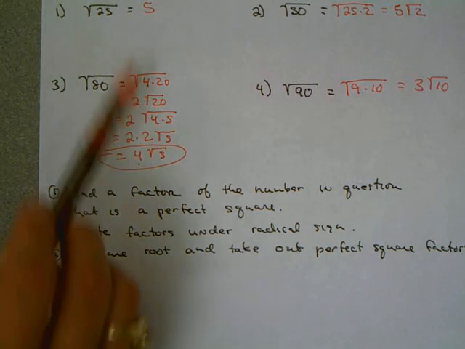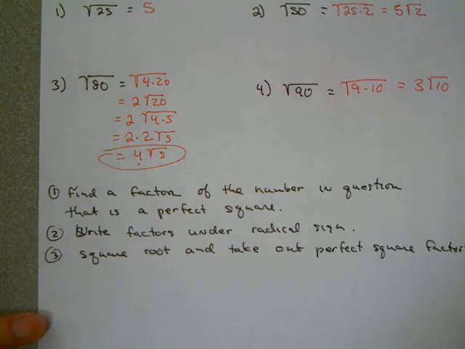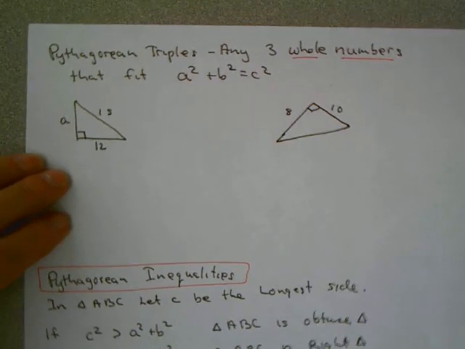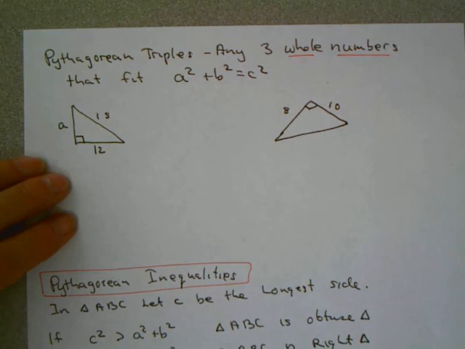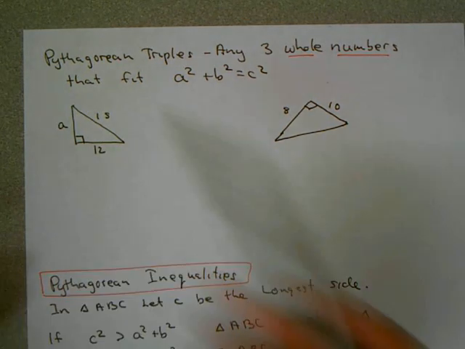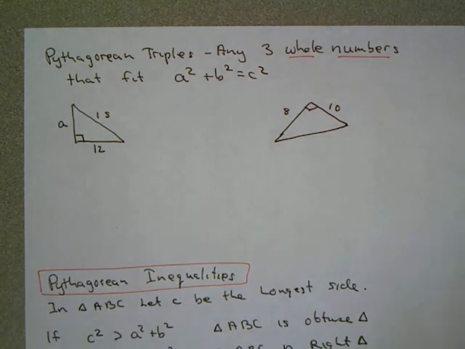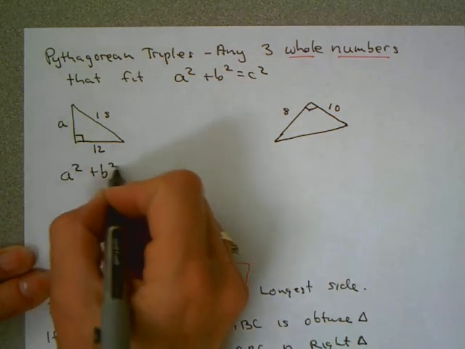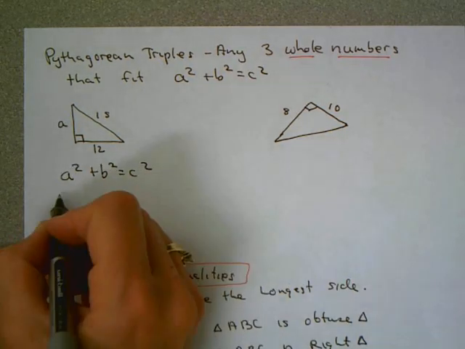It all works out. Square root of 90, well, I think of that as 9 times 10, because 9 is a perfect square. Square root of 9 is 3, so I have 3 square root of 10. So when you're doing simplest radical form, think about it as find a factor of our number in question that's a perfect square, like 2 squared, which would be 4, or 3 squared is 9, 4 squared is 16, those sorts of numbers. Write your factors under your radical sign, square root what you can, and take out your perfect square.